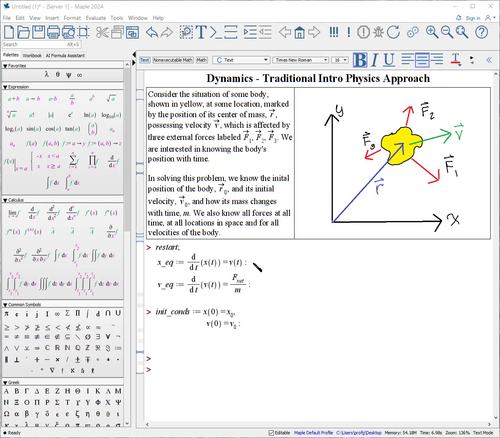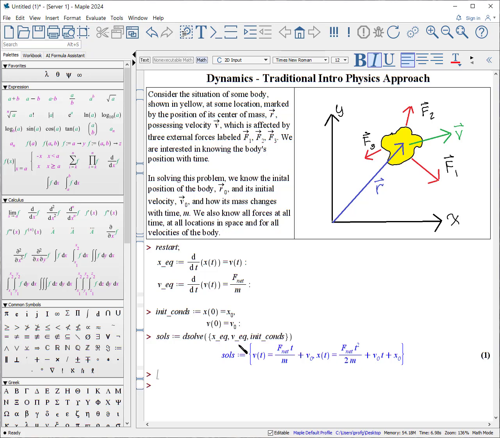Again, we use the definition of velocity, that is our x equation, and we use the fact that velocity will change with time. We call that acceleration. That acceleration is equivalent to the net force divided by the mass. Again, two rate equations, therefore we need 2 initial conditions. For this problem, I'm going to let F net stay as a constant. We solve the 2 equations with their 2 initial conditions, and we get this result.